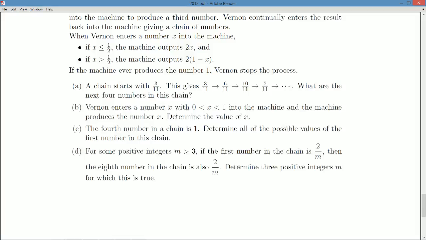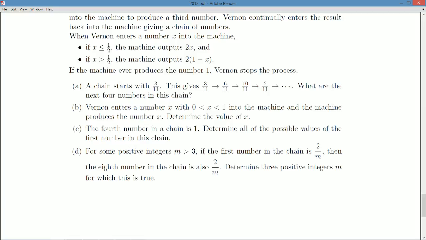All right. So the last question in the whole contest, question D: for some positive integers m greater than 3, if the first number in the chain is 2 over m, so 2/m, then the 8th number in the chain is also 2/m. Okay, so I'm noticing that they're doing this a lot. So in question B, we had the machine put a number in and produce itself. And in part A, we encountered 6/11ths a couple times, and 10/11ths. So it's very much a question of creating cycles is sort of what this machine is doing here.